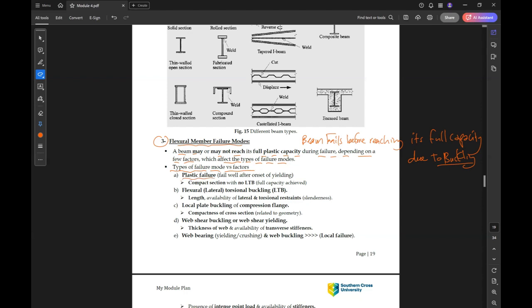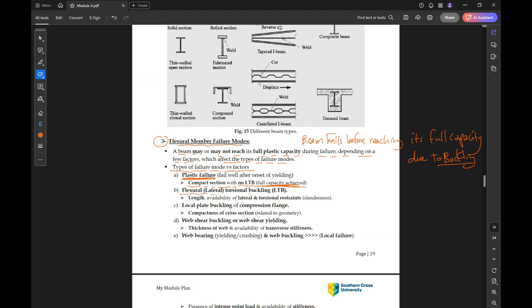So we have plastic failure. This will happen in the compact section with no lateral torsion buckling. So this is the only case the full capacity is achieved. So when the member or the beam fails under plastic failure, this means it reached its full capacity.